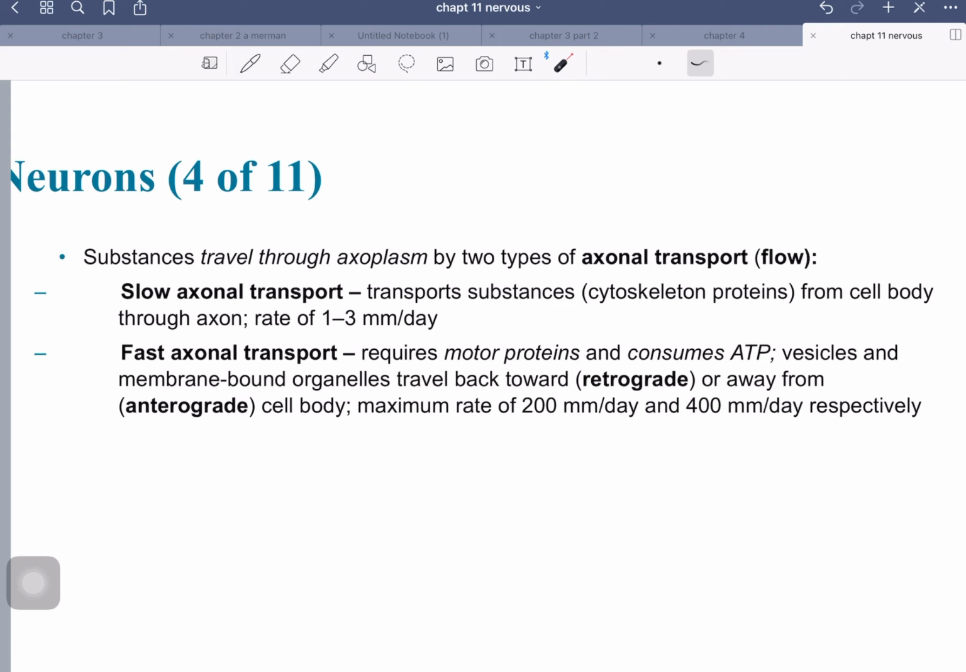And these are typically vesicles, membrane-bound organelles that travel back and forth. Now, there's two directions, of course. Going from the cell body to the synaptic knob, we call that anterograde. And things that flow from the synaptic knob back to the cell body we're going to call retrograde.